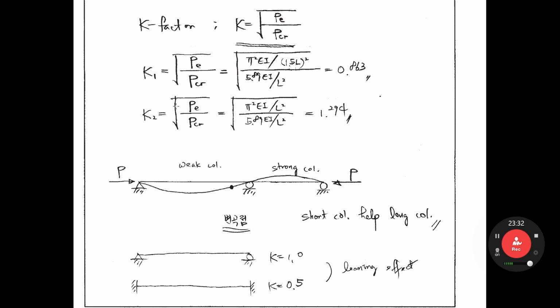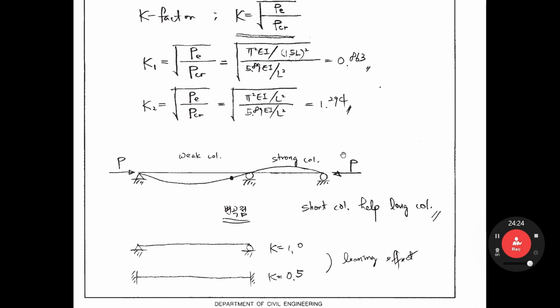Do you remember, if the K factor is less than 1, if the K value is small, that means the column is strong, right? If the K value is larger than this one, the column is weak. Yeah. But originally, this segment 1 is the weak column, segment 2 is the strong column. But the result is something strange. K1 is strong, K2 is weak.